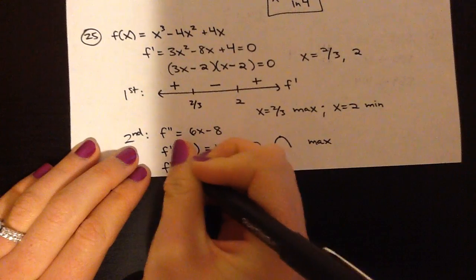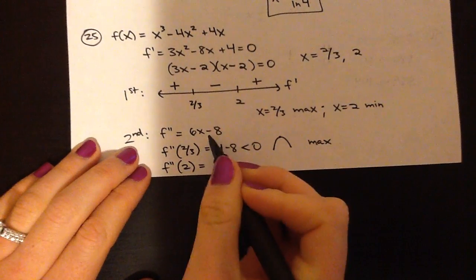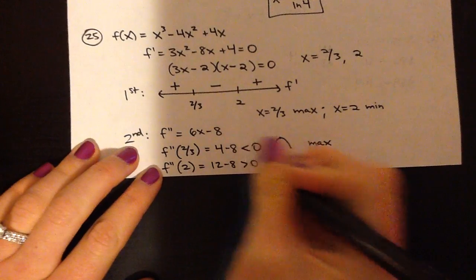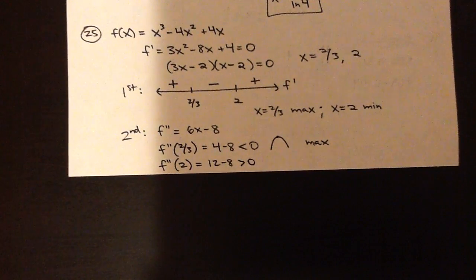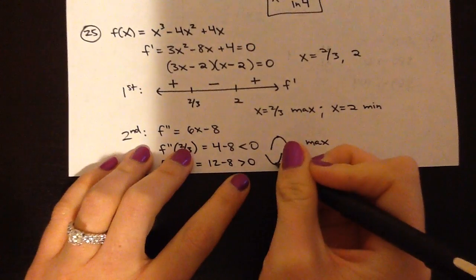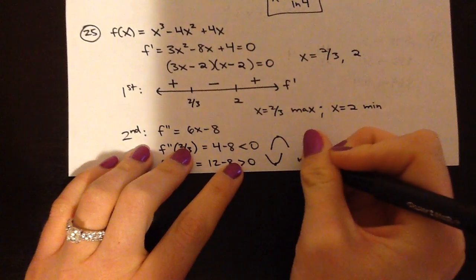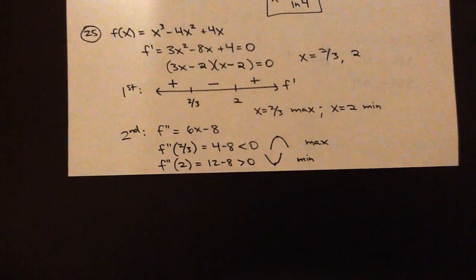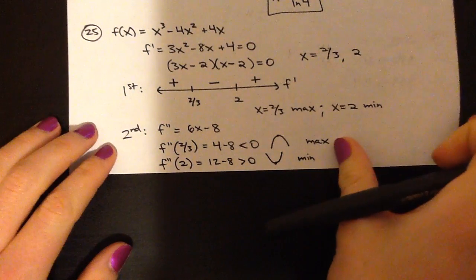If I plug in 2 into my second derivative, 6 times 2 is 12, minus 8, and that comes out positive. So if my second derivative is positive at that point, that means my graph looks like this, and so any critical point that I find would be a min. So according to the second derivative test, I get the very same answers, which should make sense as long as I'm using those tests appropriately.